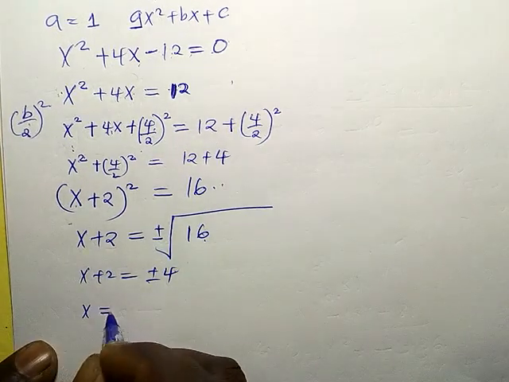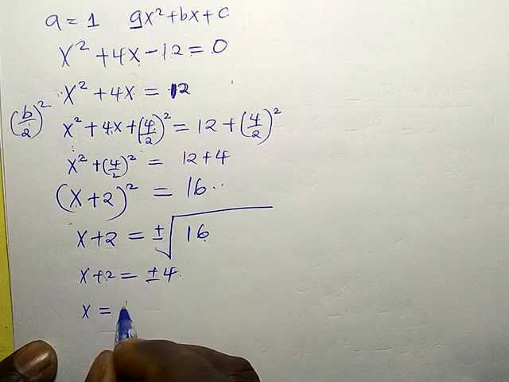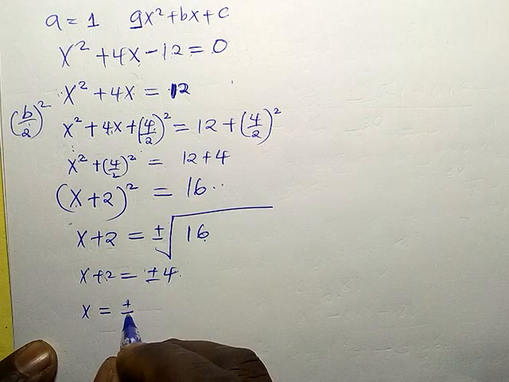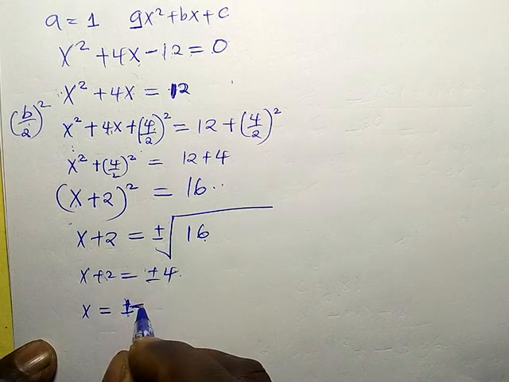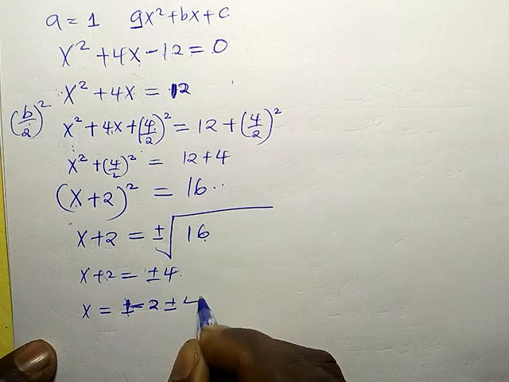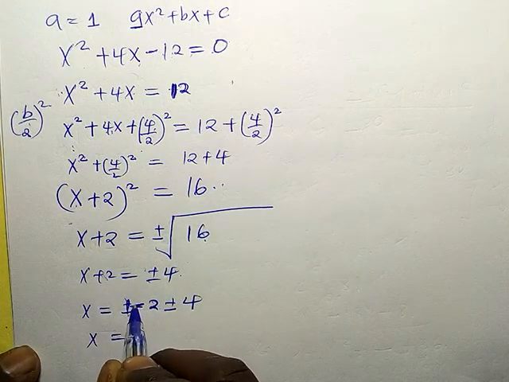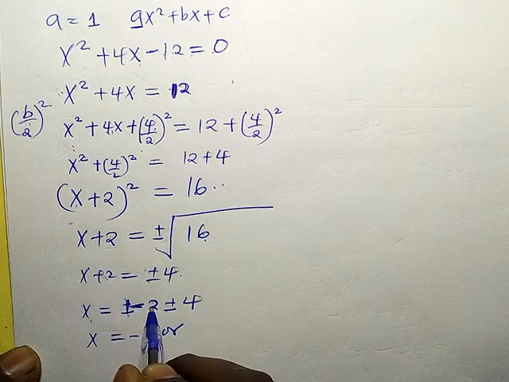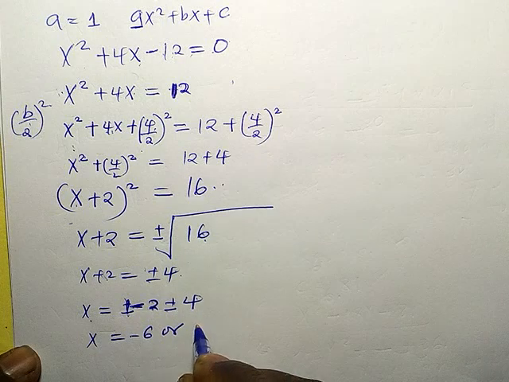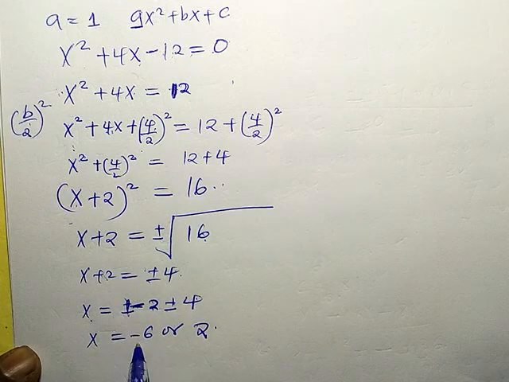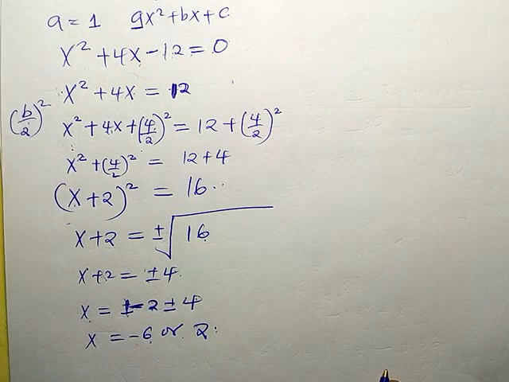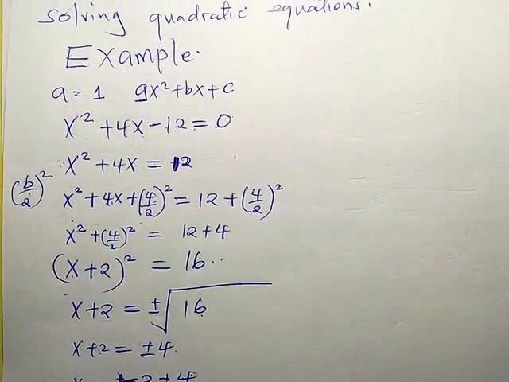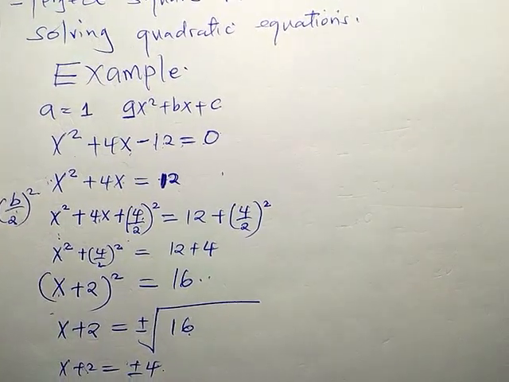Now, x equal to, this 2 goes to this side, so negative 2 plus or minus 4. So x, when we take negative 4, will be negative 6, or x is negative 2 plus 4, which will be 2. So the value of x is negative 6 or 2. By so doing, you have finished solving a quadratic equation using the perfect square method.